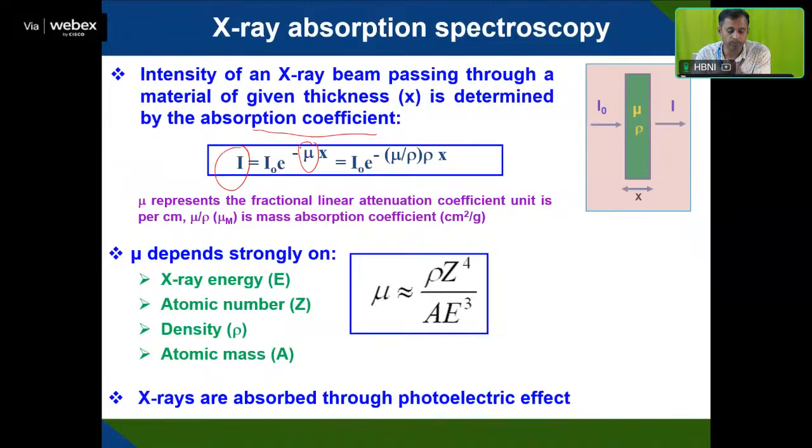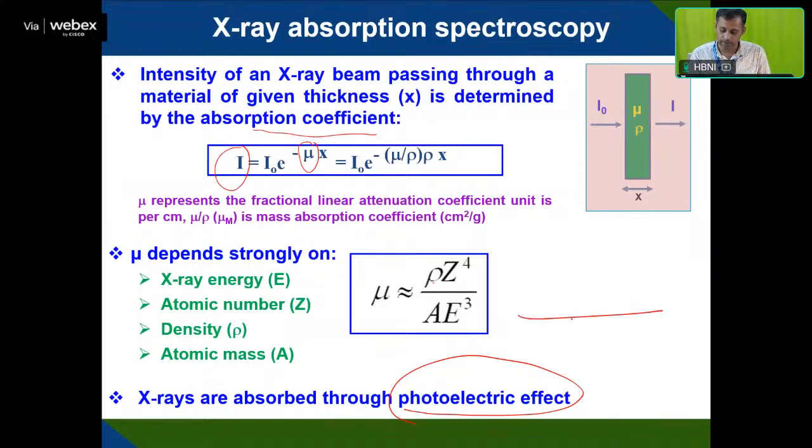Here mu is the absorption coefficient, or you can express it as mu by rho, the mass absorption coefficient. This mu mainly depends upon the energy of the X-ray falling on the material, the atomic number of the material, as well as its density and atomic mass. So mu is proportional to rho times Z to the power 4 by A to the power 3. It depends on both the material and the X-ray source. X-ray absorption spectroscopy is based on the photoelectric effect that we discussed.